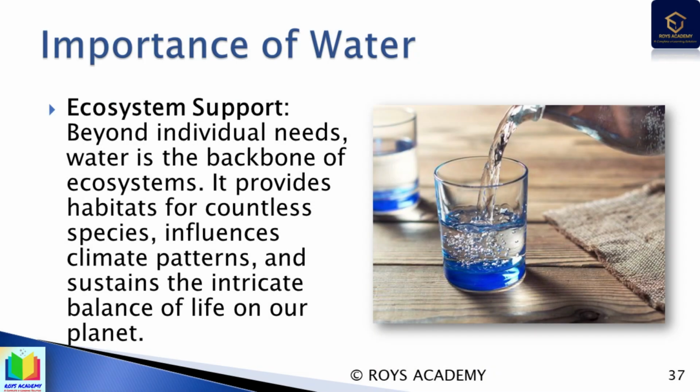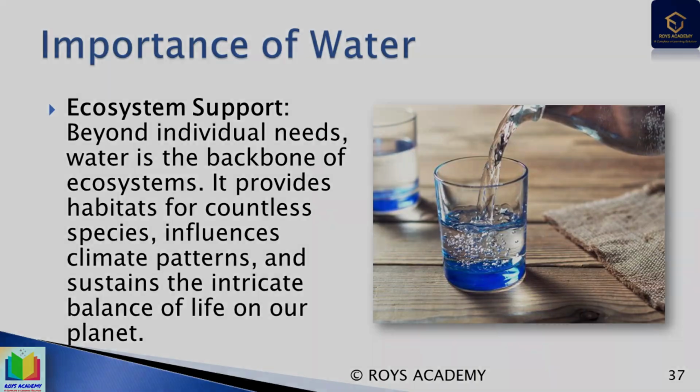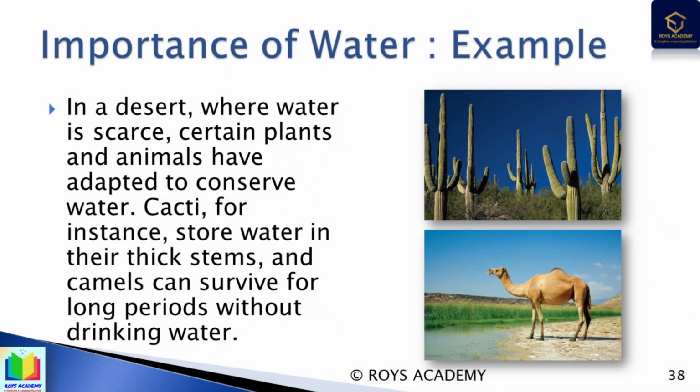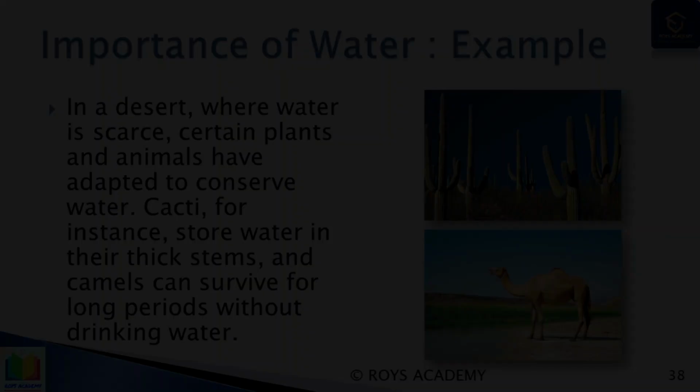Ecosystem support: beyond individual needs, water is the backbone of ecosystems. It provides habitats for countless species, influences climate patterns, and sustains the intricate balance of life on our planet. Example: in a desert, where water is scarce, certain plants and animals have adapted to conserve water. Cacti, for instance, store water in their thick stems, and camels can survive for long periods without drinking water.